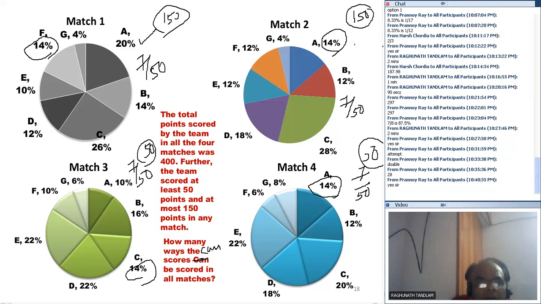I'm not checking for ACA. I said 14% is 7 by 50, because I'm looking at matches, understand why I'm saying that. 14% comes in all the 4 charts, Ravi Kumar, for different people.